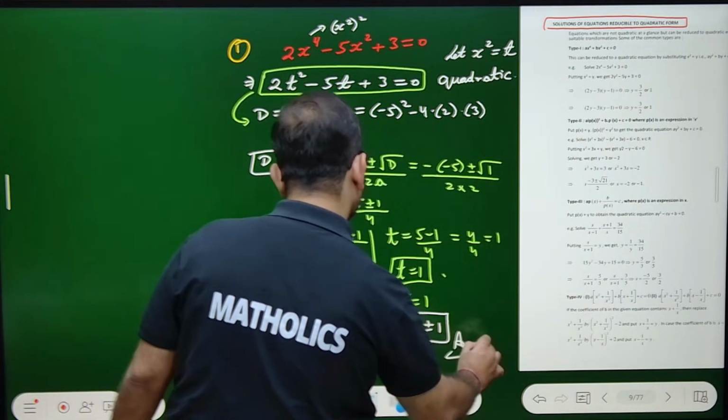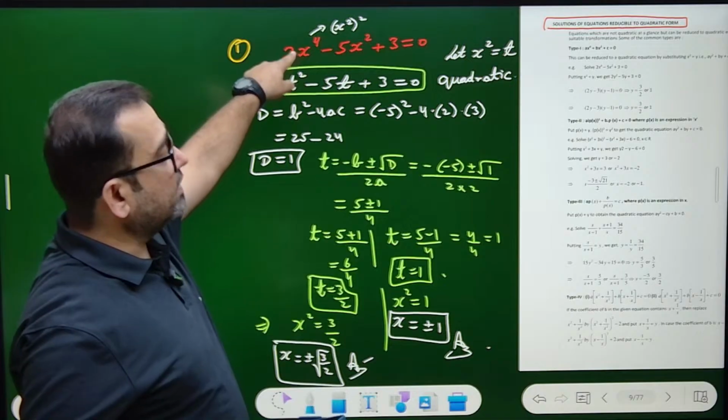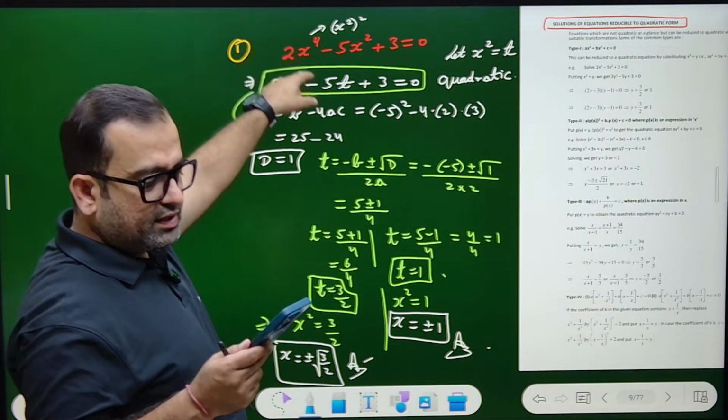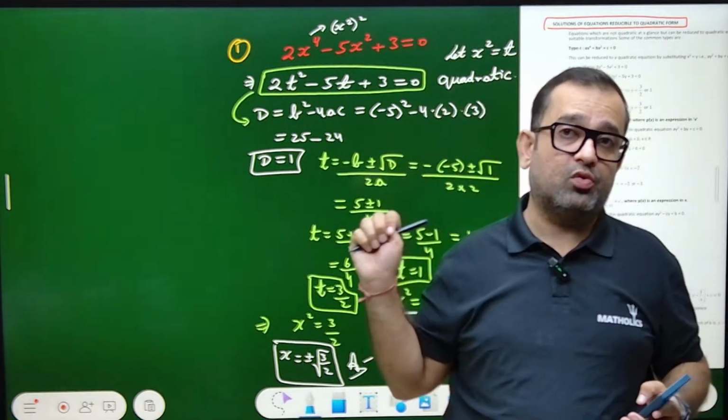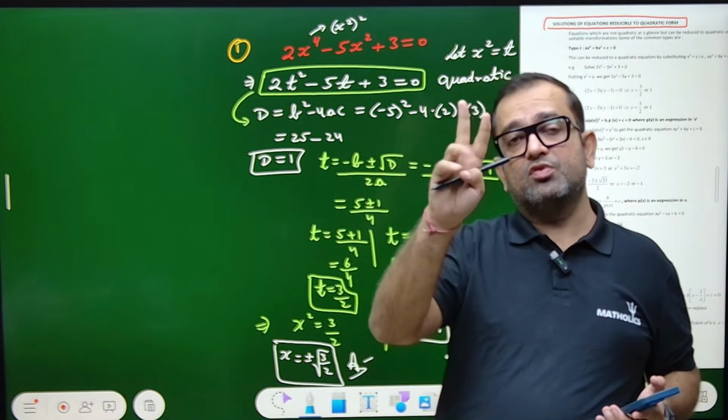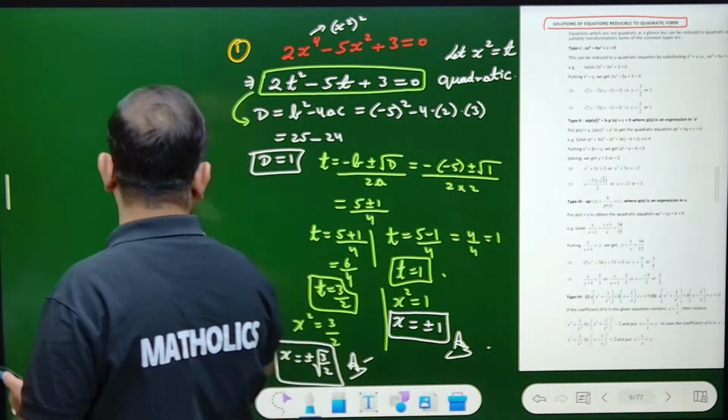Answer. Tell me, what is the degree of this equation? Can anyone tell me in comments fast? Degree is 4, so number of roots will be 4. If degree is 2, number of roots will be 2. So final answer I'll write like this.